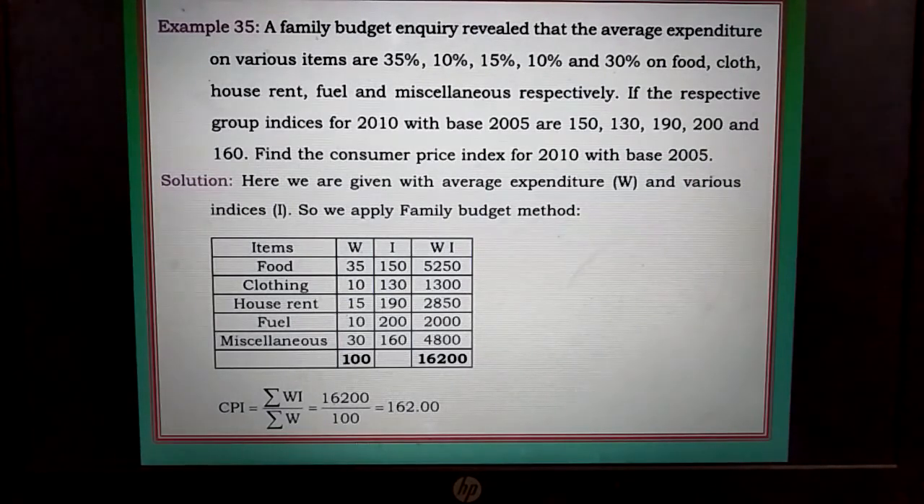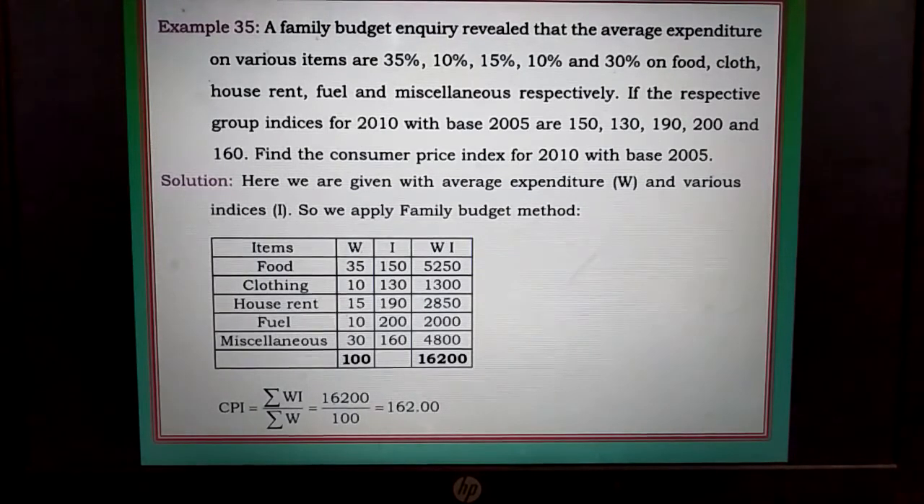Don't get scared by seeing the paragraph as the question, students, or don't get confused. The previous problems were given in terms of tabular columns in the question. Here, instead of tabular columns, it has been given in statements. That's it. Apart from that, nothing else is new in this particular question.